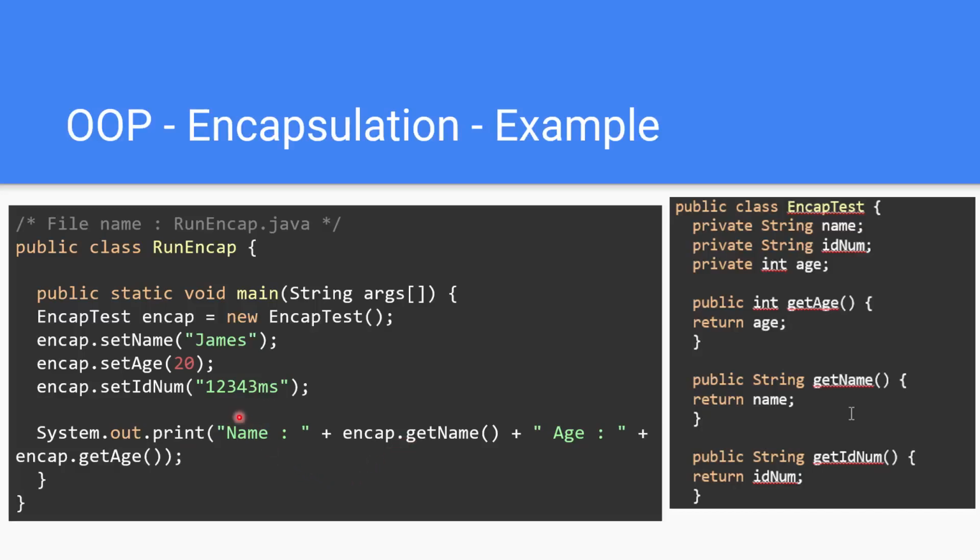So what do we have to do? We create this object called encap based on EncapTest, and then we are calling get name right here and get age. And we can't see the other member there, but I'm sure that's get ID number as well. We can see we're concatenating all that information.